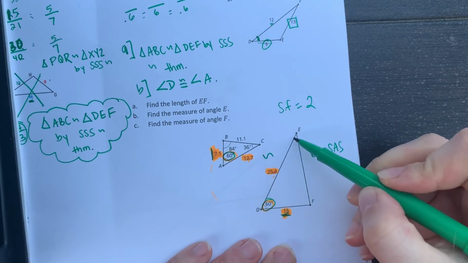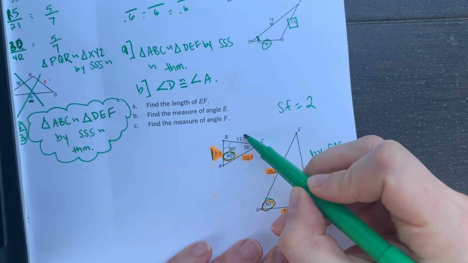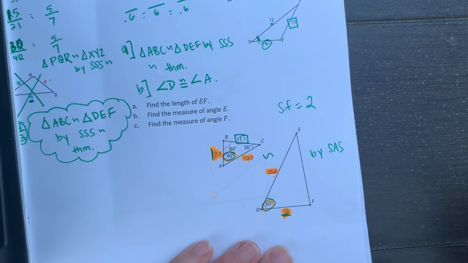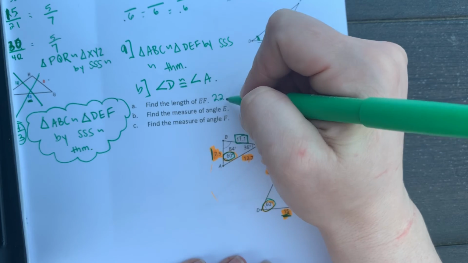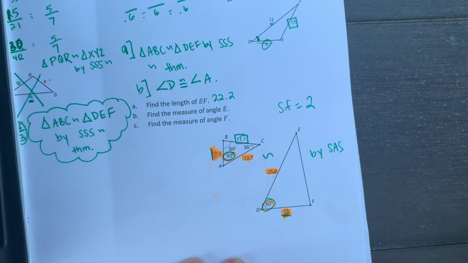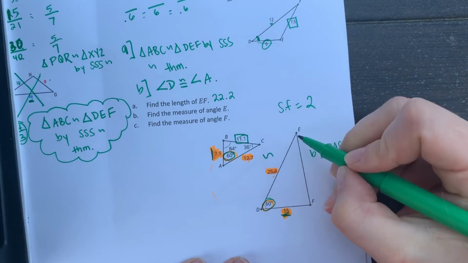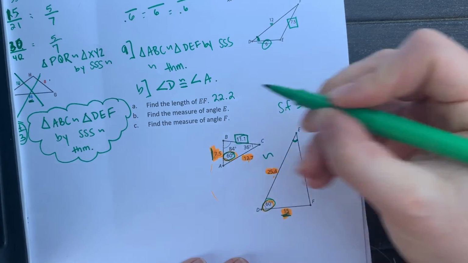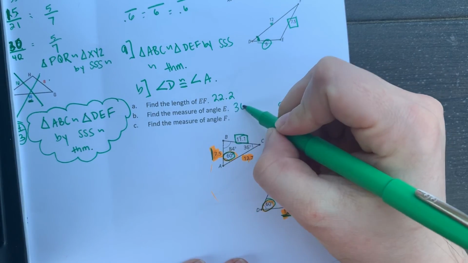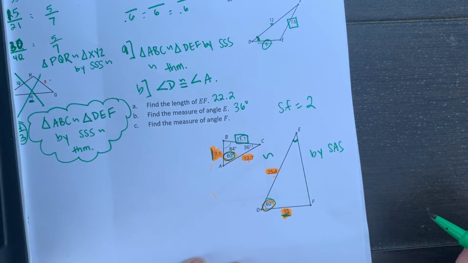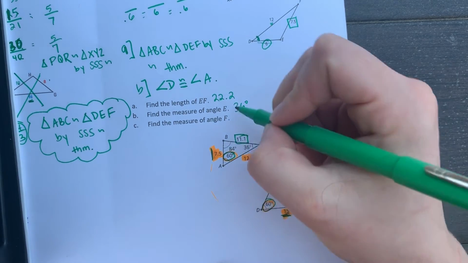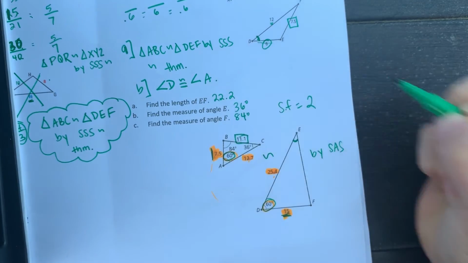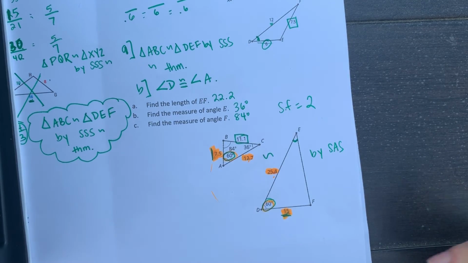So then I know that EF, this missing side here, is going to be twice as big as BC. 11.1 times 2, 22.2. All right, I also know angle E is going to be congruent to angle C because they are similar, so their corresponding angles are congruent. And I know that angle F is going to be congruent to angle B. They're both going to be 84 degrees. Same reasoning. Hope that makes sense, guys.